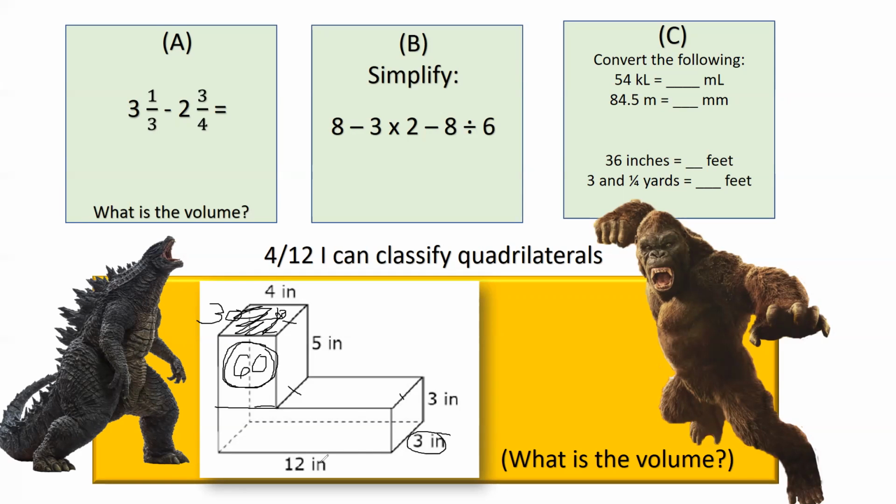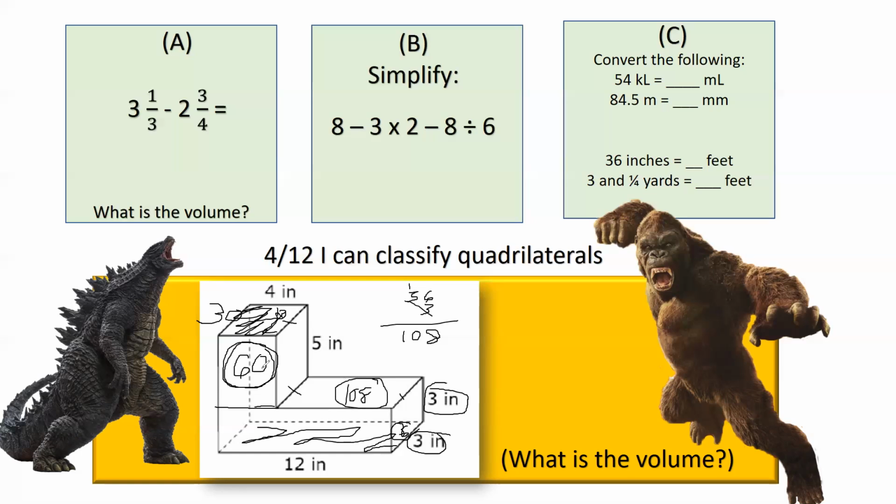Now we have to figure out the bottom cube. Well, I always like to find the area of the base, and the area of the base would be 12 by 3, which is 36. And then that goes up and down 3. So 36 times 3. 6 times 3 is 18. 3 times 3 is 9 plus 1 is 10. So that's 108. So the volume of the bottom is 108.